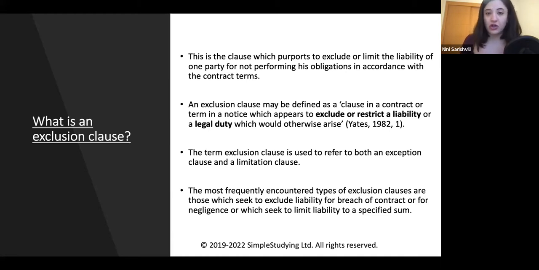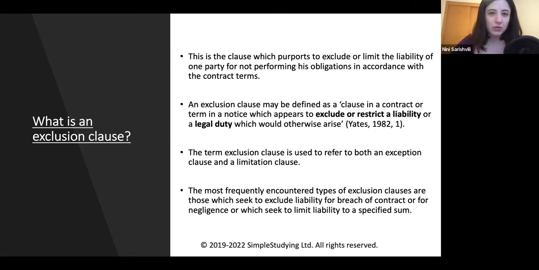This is the clause which purports to exclude or limit the liability of one party for not performing his obligations in accordance with the contract terms. The definition of exclusion clause can be the following: clause in a contract or term in a notice which appears to exclude or restrict a liability or a legal duty which would otherwise arise.